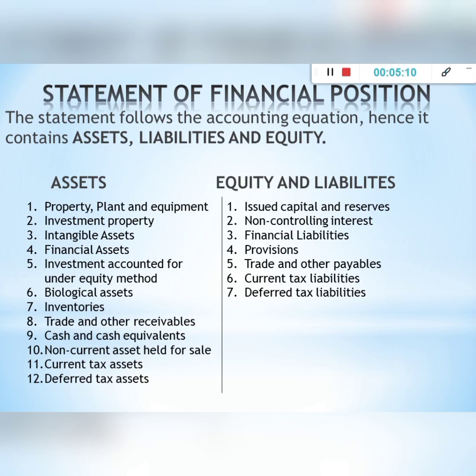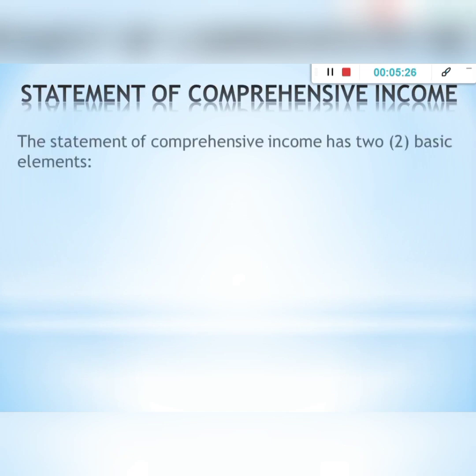We have issued capital and reserve, non-controlling interest, financial liability, provisions, trade and other payables, current tax liabilities, and then finally deferred tax liability. Now let's look at the statement of comprehensive income. You are supposed to know that the statement of comprehensive income basically has two sections or two elements. The first one being the profit or loss for the period.